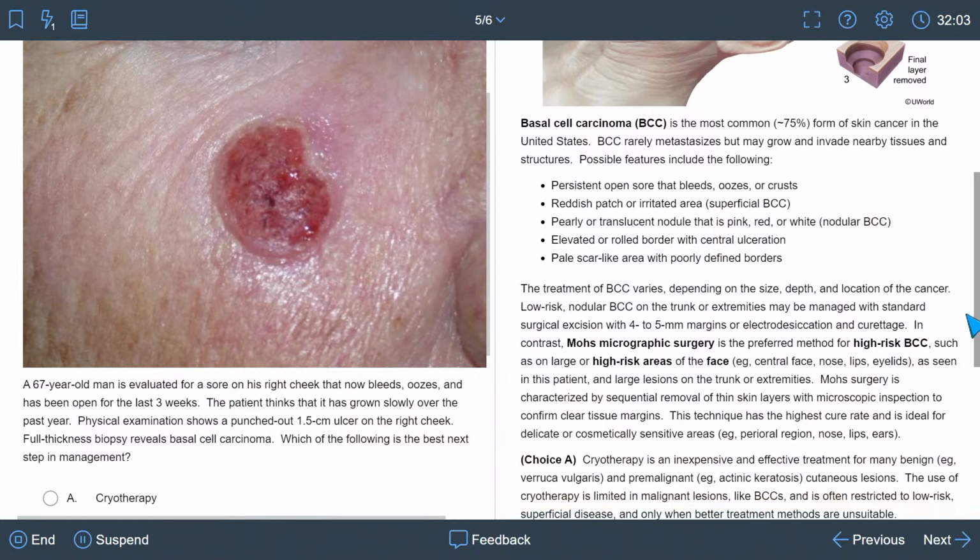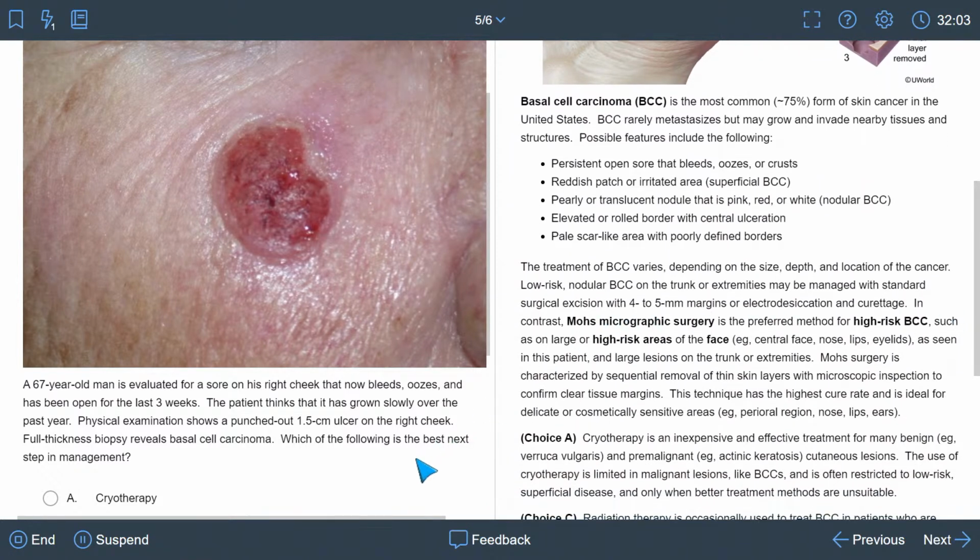So some possible features include persistent open sores that bleed, ooze, or crust, which is what we see in our patient in our stem. There can be a reddish patch or irritated area, which is known as superficial basal cell carcinoma. It can be a pearly or translucent nodule that's pink, red, or white, which is known as nodular basal cell carcinoma. It can be an elevated or rolled border with central ulceration, or a pale scar-like area with poorly defined borders. So the treatment for this is going to depend on the size, depth, and location of the cancer.